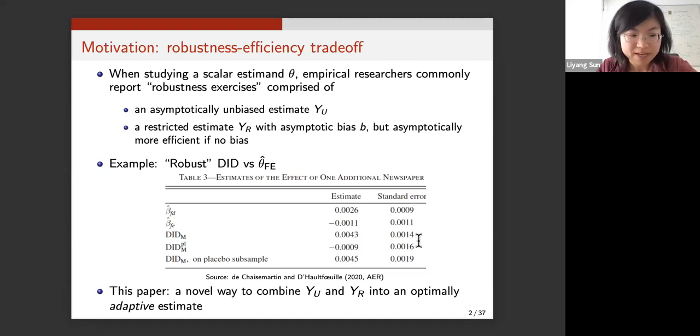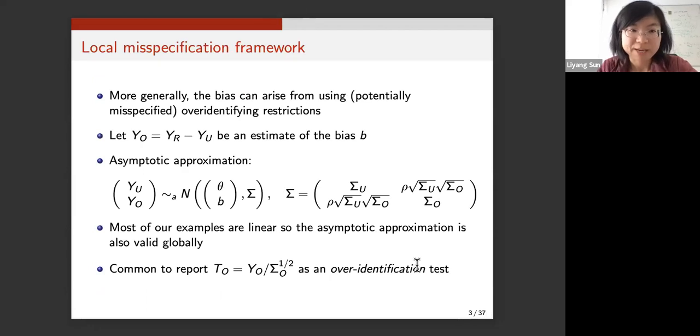The goal of our paper is to summarize robustness checks as you would see in tables such as this. To do that, we propose a new way to combine YU and YR into a single estimator. The single estimator would have the property of being optimally adaptive, which I'll explain later. But for now, we think our proposal has broad usage in applied research because this type of concern of choosing between YU and YR can arise more generally whenever YR is based on some over-identifying restrictions.